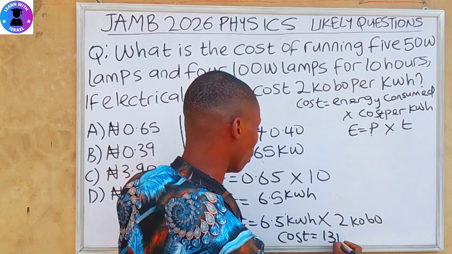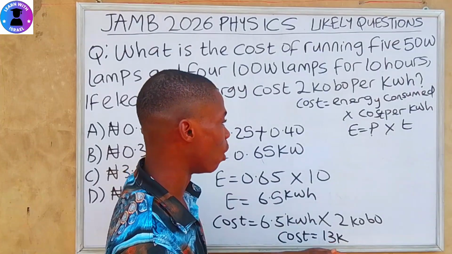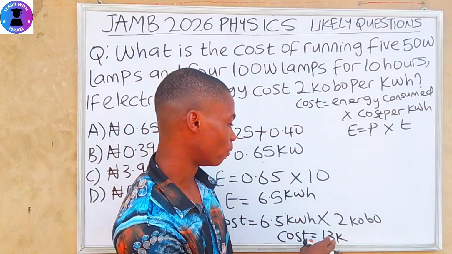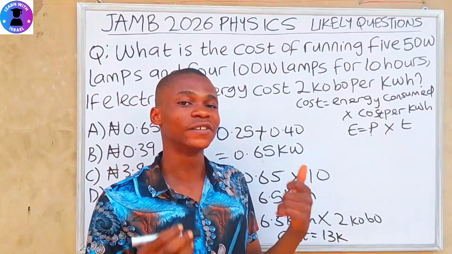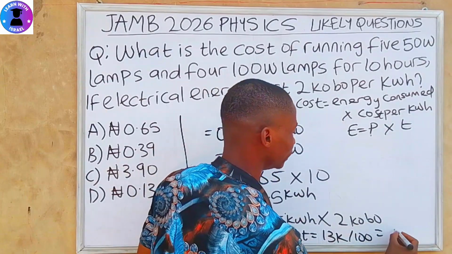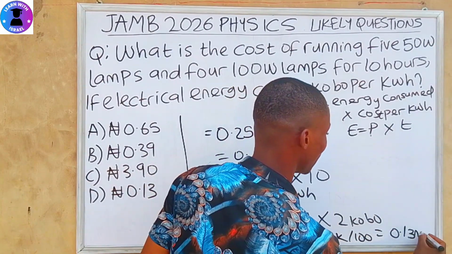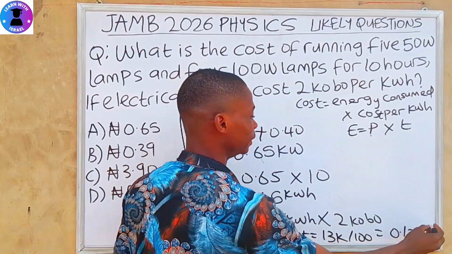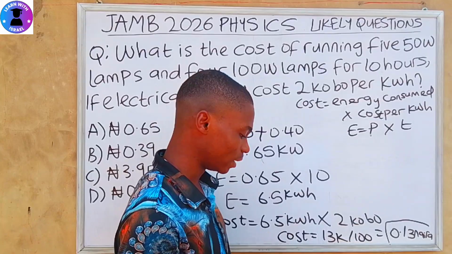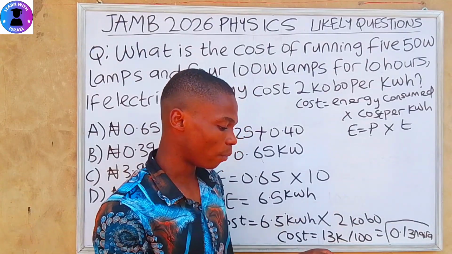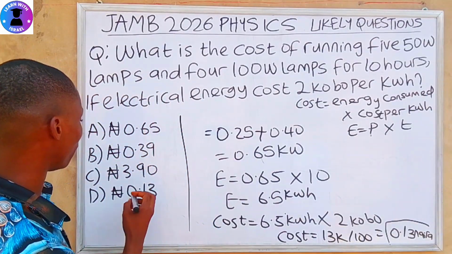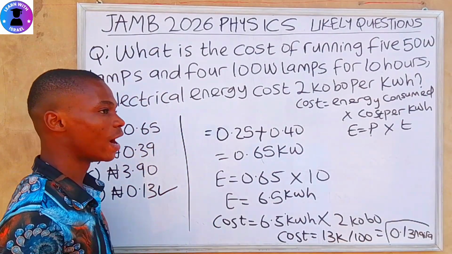But we have to convert 13 kobo to naira. 100 kobo is 1 naira, and to convert from 13 kobo to naira, we divide by 100. So 13 kobo divided by 100 will give us 0.13 naira. You can press your calculator to confirm that. So let's check here. Yeah, you can find 0.13 in option D, which is the correct answer.